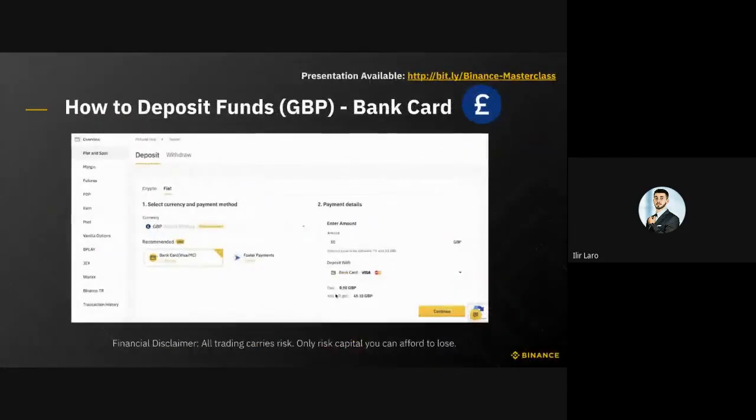Now, the second way, like I mentioned before, is via bank card. This is quite simple.